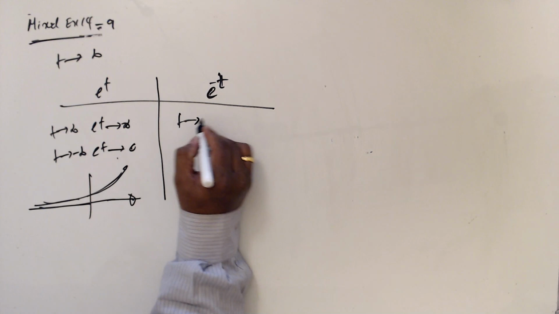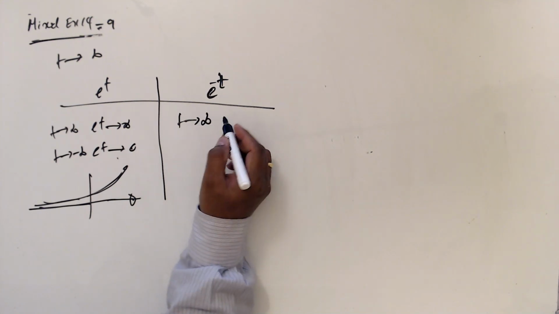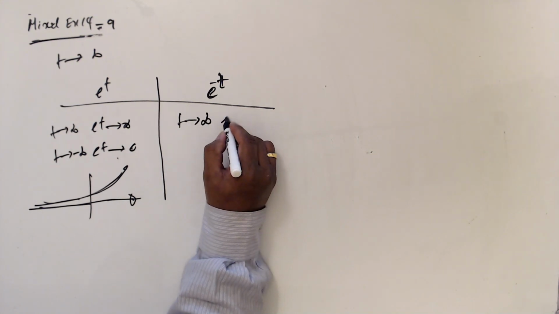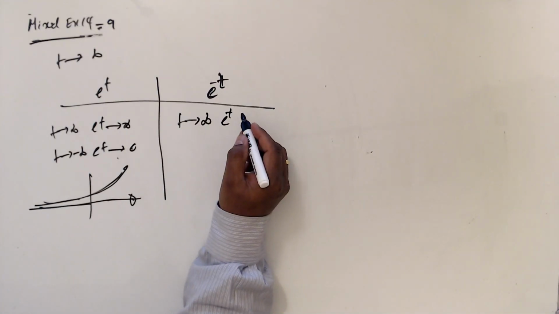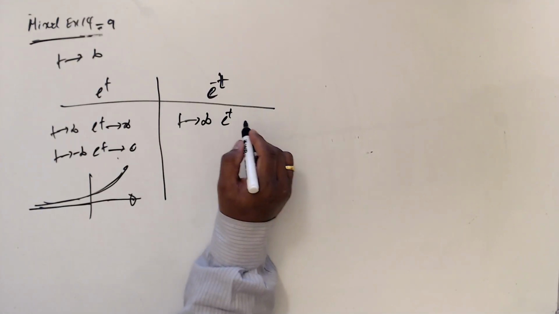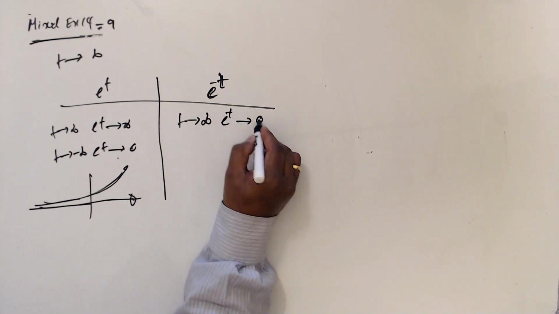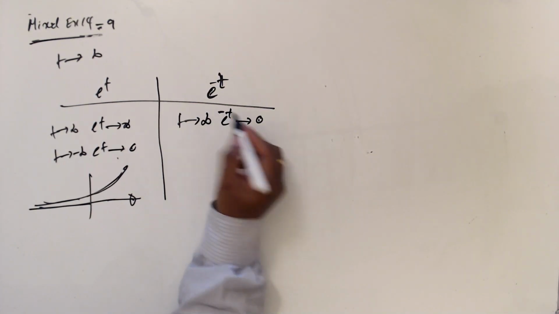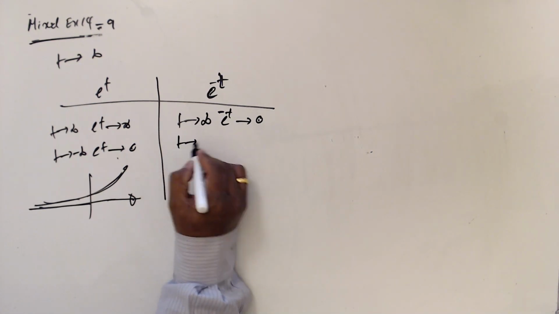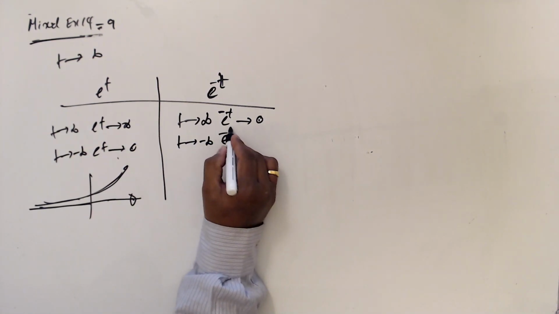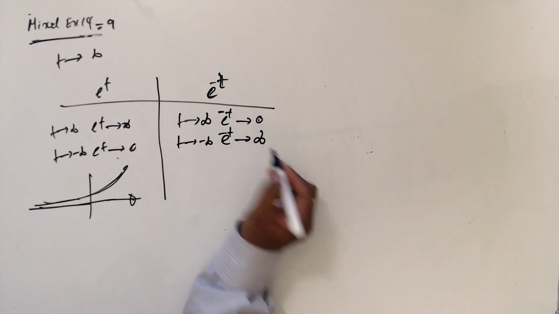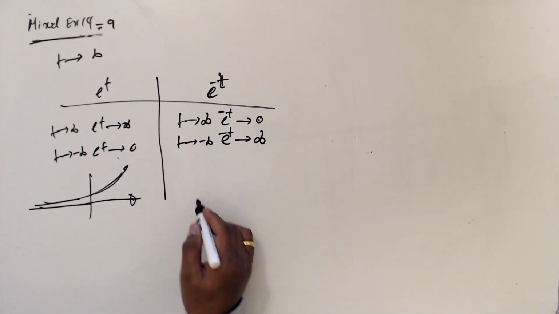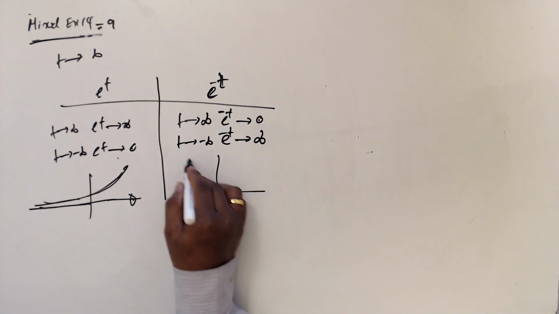When t goes to positive infinity, e to the minus t goes to 0. When t goes to negative infinity, e to the minus t goes to positive infinity. We discussed last time, so it is this kind of graph.